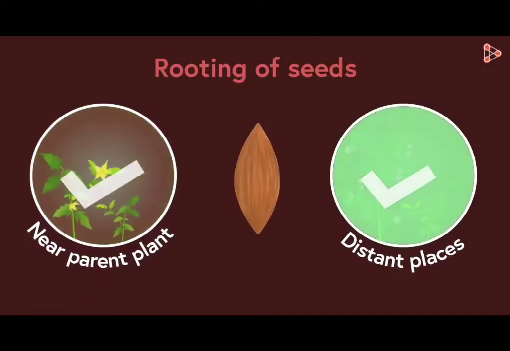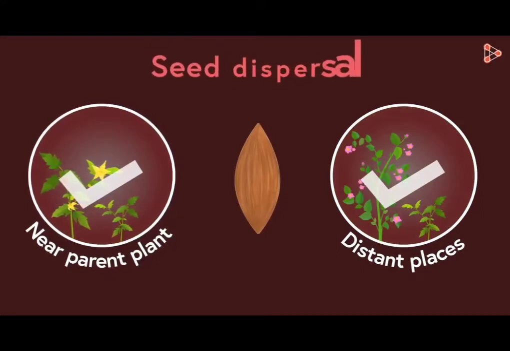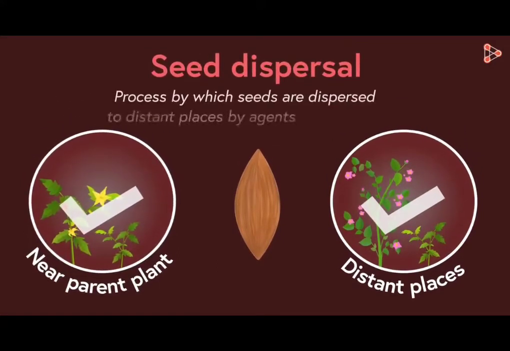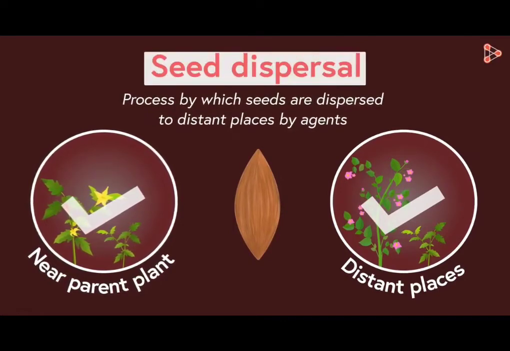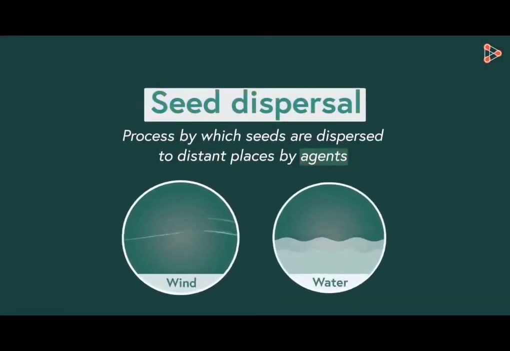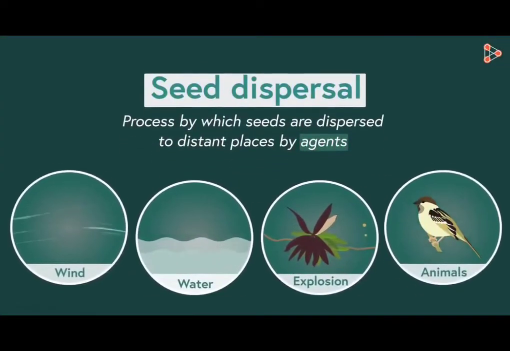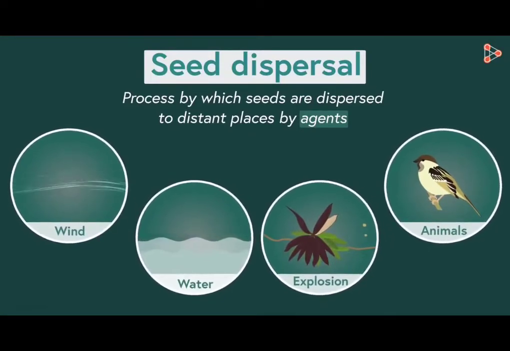Without further ado, let's start the lesson. Seeds can be dispersed to nearby or distant places as well, all thanks to the process of seed dispersal. The process by which seeds are dispersed to distant places by various agents is known as dispersal of seeds. Who are these agents? Seeds are transferred to various places by factors such as the wind, water, explosion, and animals. These agents make the process of dispersal of seeds easier.